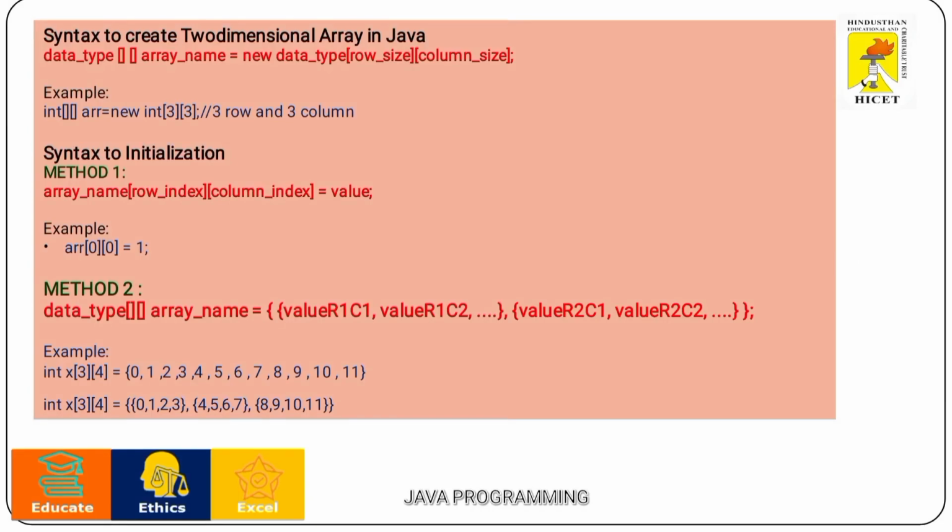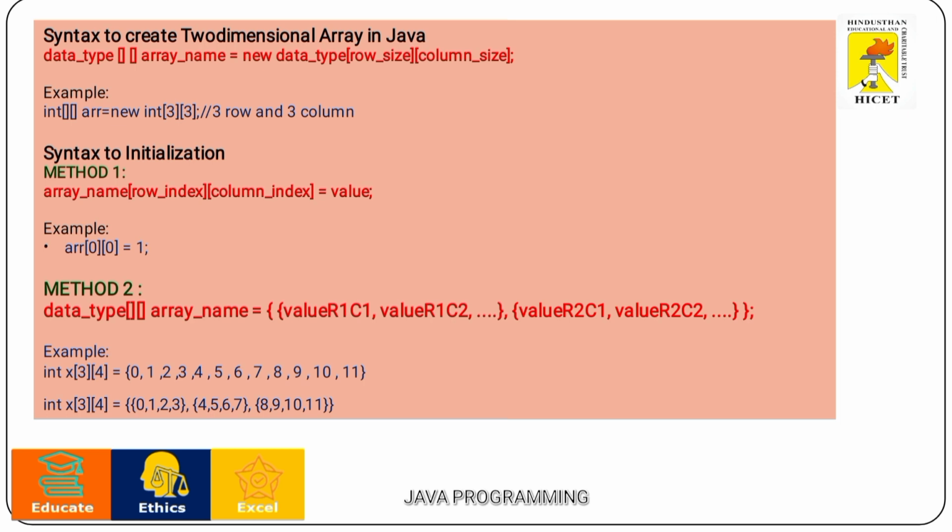And the syntax to create a two-dimensional array in Java. First we need to mention the data type and subscripts, the name of the array, and the equal to symbol, then the new operator. The new operator is used to assign memory to the two-dimensional array. And next the data type, and within the subscripts we need to mention the row size and column size. Here the example: int ARR is equal to new int[3][3]. So 3 rows and 3 columns.